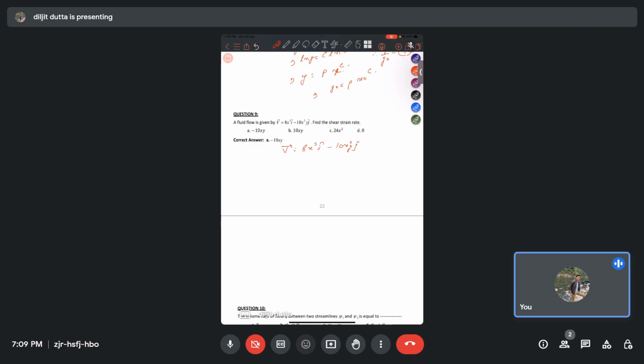So now we have to find the shear strain. Take epsilon xy is equal to half into del v by del x plus del u by del y. So this is equal to half into, del v by del x will be 10x square y by del x, so 20xy, minus del u by del y, which is equal to 0.